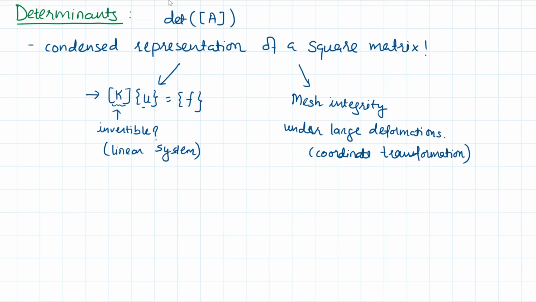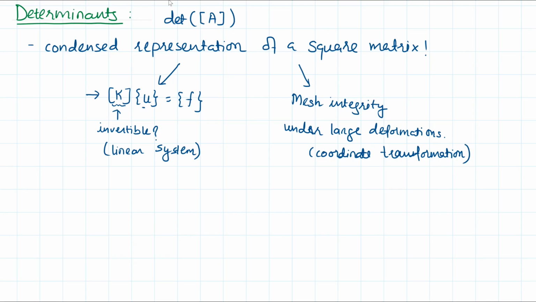So in finite element analysis, we generally map local to global coordinates for each element. And when you're dealing with large deformations, such mapping can often lead to a negative determinant, which is a good indicator that something is going wrong in the analysis.